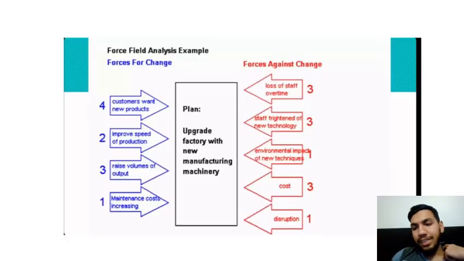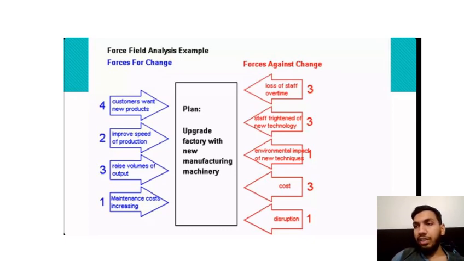As you can see in the diagram, this is the best example for force field analysis. The plan is to upgrade the factory with new manufacturing machinery in the organization, and there are some factors in favor of the change and some factors going against the change. In the first step, maintenance cost is increasing. If we upgrade our factory machinery, we need to spend money on it, transport cost, and also, on the other hand, the forces against change was disruption.